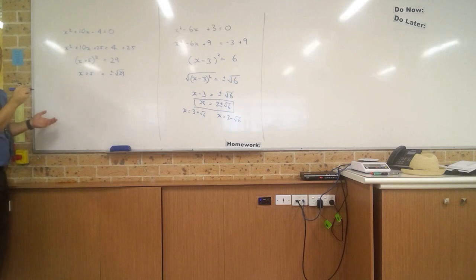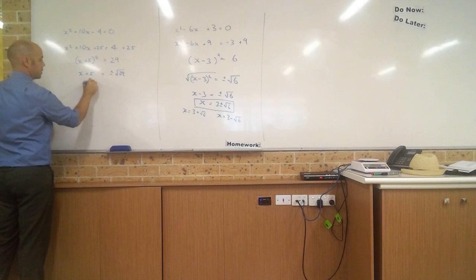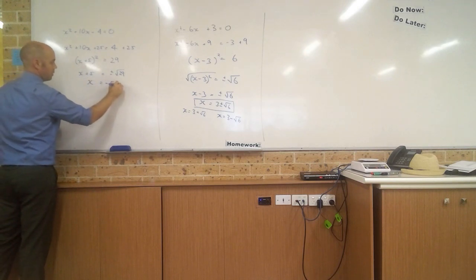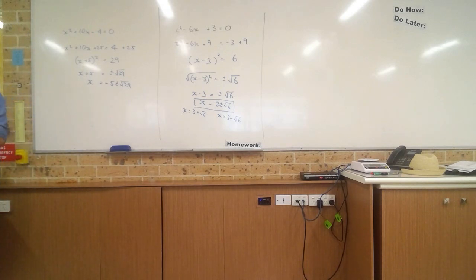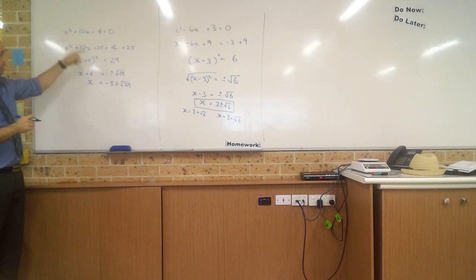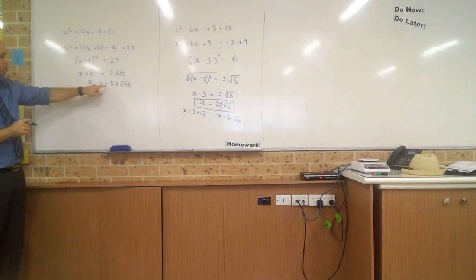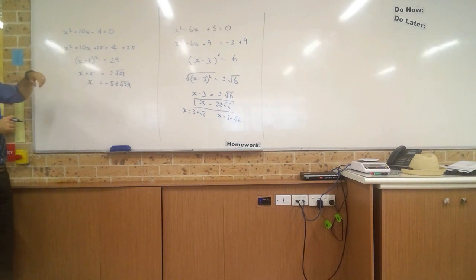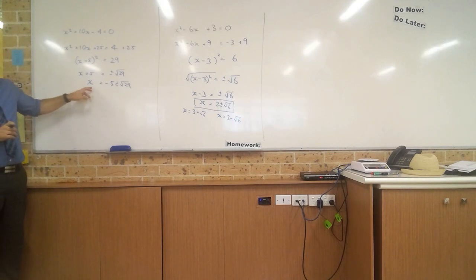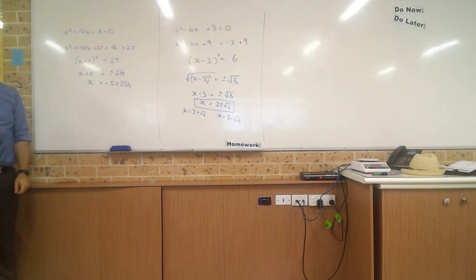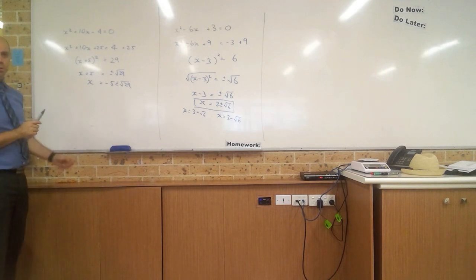Last bit. What's the last step now? Take away the 5 from both sides. That's my answer. There are 2 answers that satisfy that equation. X is minus 5 plus root 29. X is minus 5 minus root 29. Root 29 is 5 and a bit. So x is something just a little bit more than 0 or a little bit less than -10. There are 2 answers. Any questions about that?